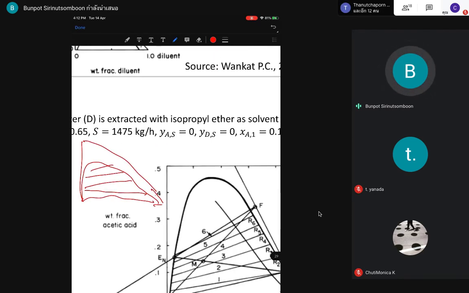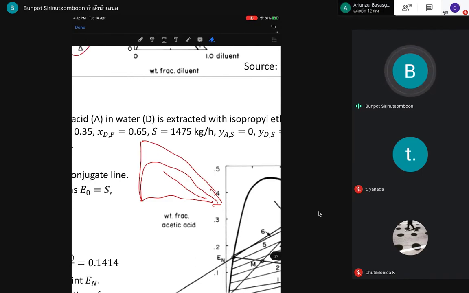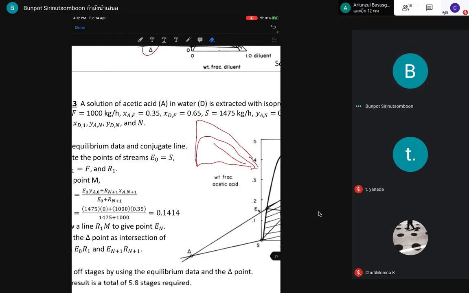In this case, the conjugate line is gonna look something like this. Maybe the conjugate line looks something like this. And then you can use this conjugate line to help you solve this problem.